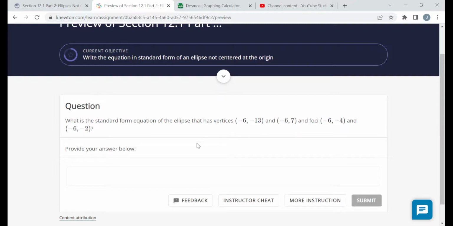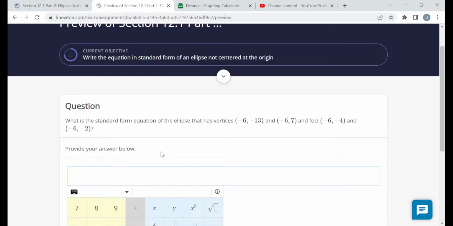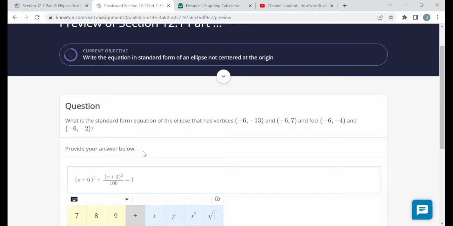Alright, -6, -3. So I'll have some quantity with x plus 6 squared plus, and then some quantity with y plus 3 squared, right? When h is -6, k is -3, equals 1. I just need to know the denominators. Now the distance from -6, -3 to say -6, -13 is 10 units. So a is 10, meaning that the y term is going to have 100 for the denominator, 10 squared.